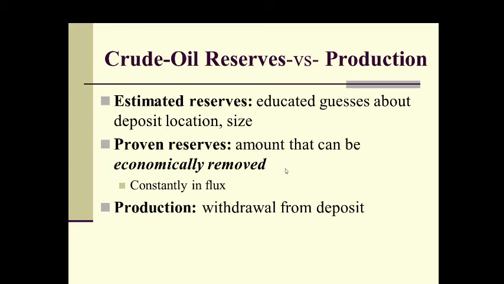Okay, so you find a reservoir. You can then estimate how much oil is in there. These result in the estimated reserves. You're guessing about how big the location is, how much is down there. Proven reserves are the amount that you can economically remove from a located deposit. And actual production is what you withdraw from the deposit.